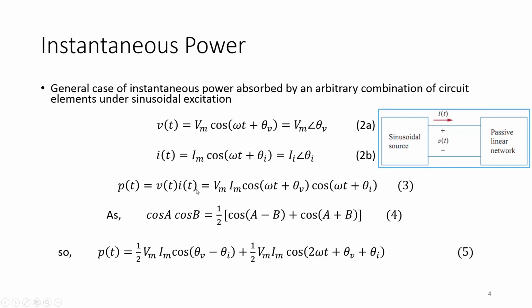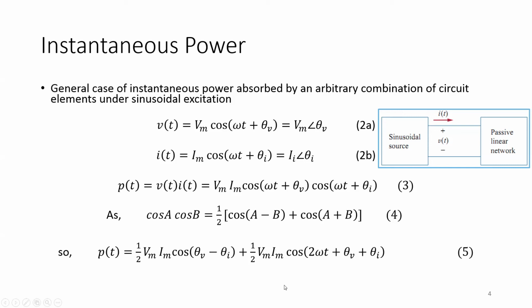When we multiply both these quantities we get the instantaneous power: Vm Im cos(omega t plus theta v) times cos(omega t plus theta i). Using a trigonometric identity, we can simplify this p of t from equation 3 to the form in equation number 5.